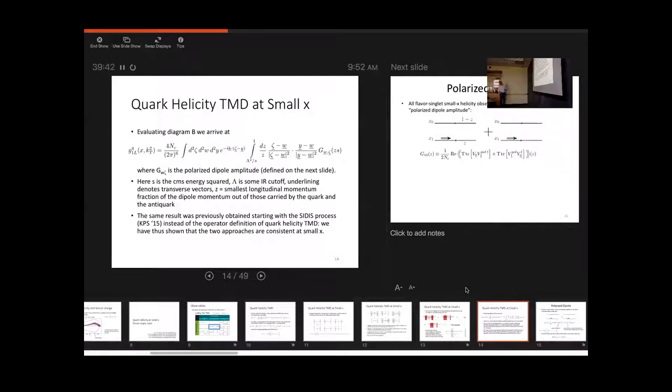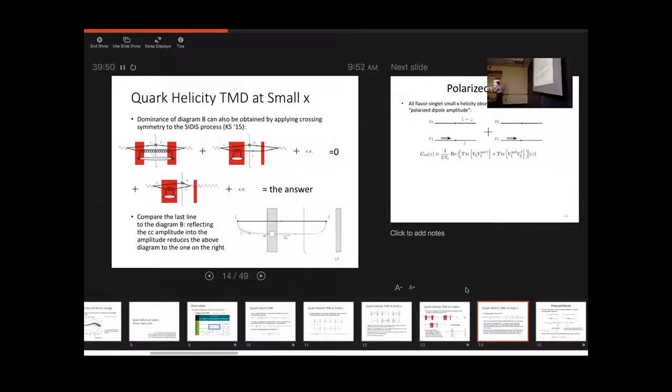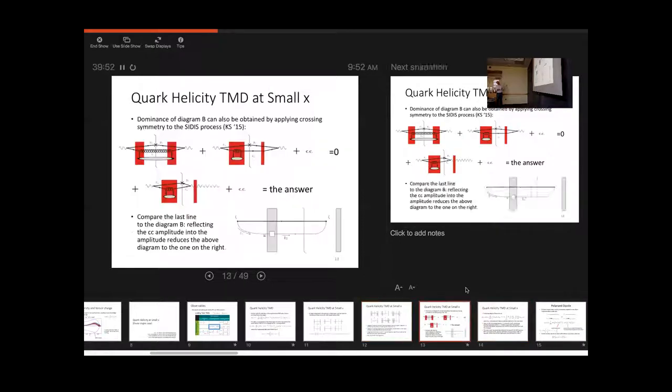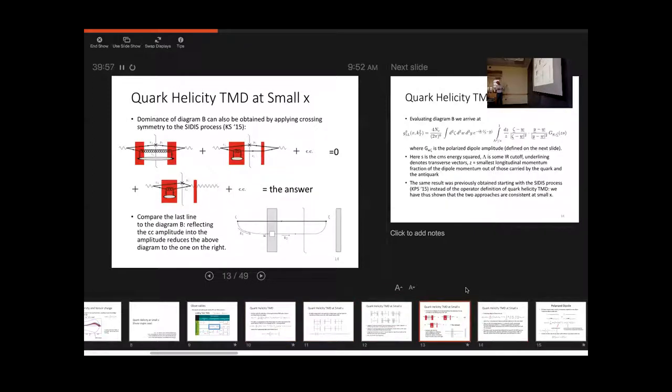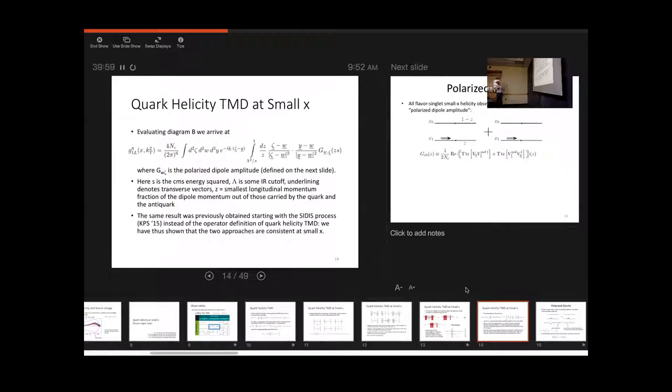Why do we call it G? I don't remember. But this is a dipole amplitude, depends on two transverse positions, and on z, a function of longitudinal momentum carried by, say, the anti-quark line here. Then we have some integrals over transverse momenta and over longitudinal momentum fraction, which need to be done, and that gives us the quark TMD.